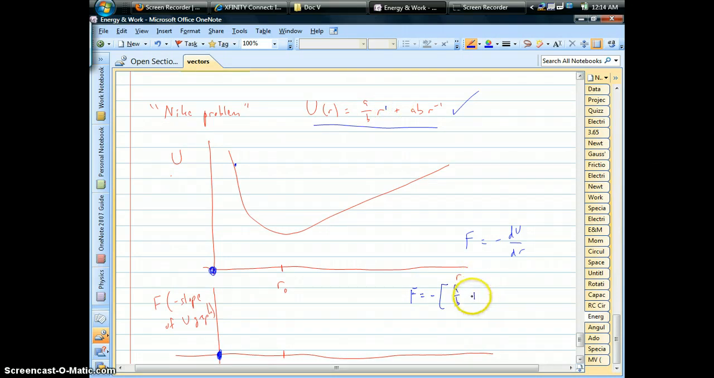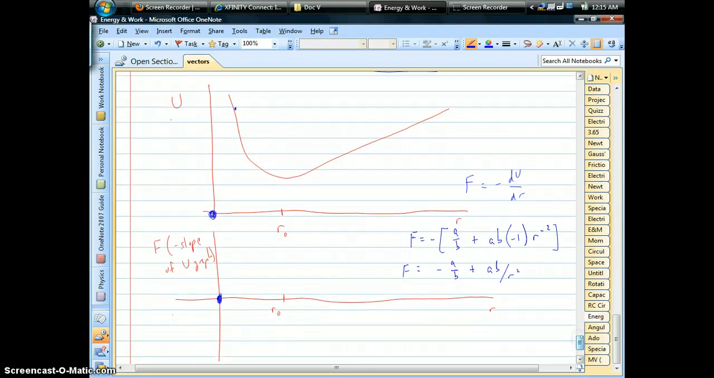And then we have this next term, R to the minus 1. The minus 1 comes out front. And we subtract 1 with R to the minus 2 power. And when we bring the minus sign inside, we have our force equation. Actually, the second term is going to be positive with AB over R squared. Okay, so we've got this force equation here.